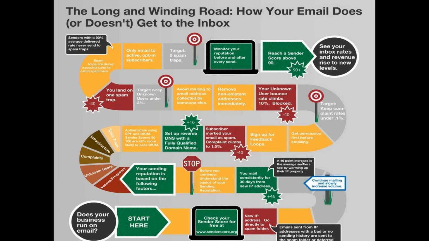A 46-point increase is what the average sender sees by warming up their IP properly. Okay, you mail consistently for 30 days from a new IP address. That's going to increase your score. So if you mail consistently, nice and slow, for about 30 days, you're going to start increasing the reputation of your IP address. Before you continue, understand the basics of your sending reputation.